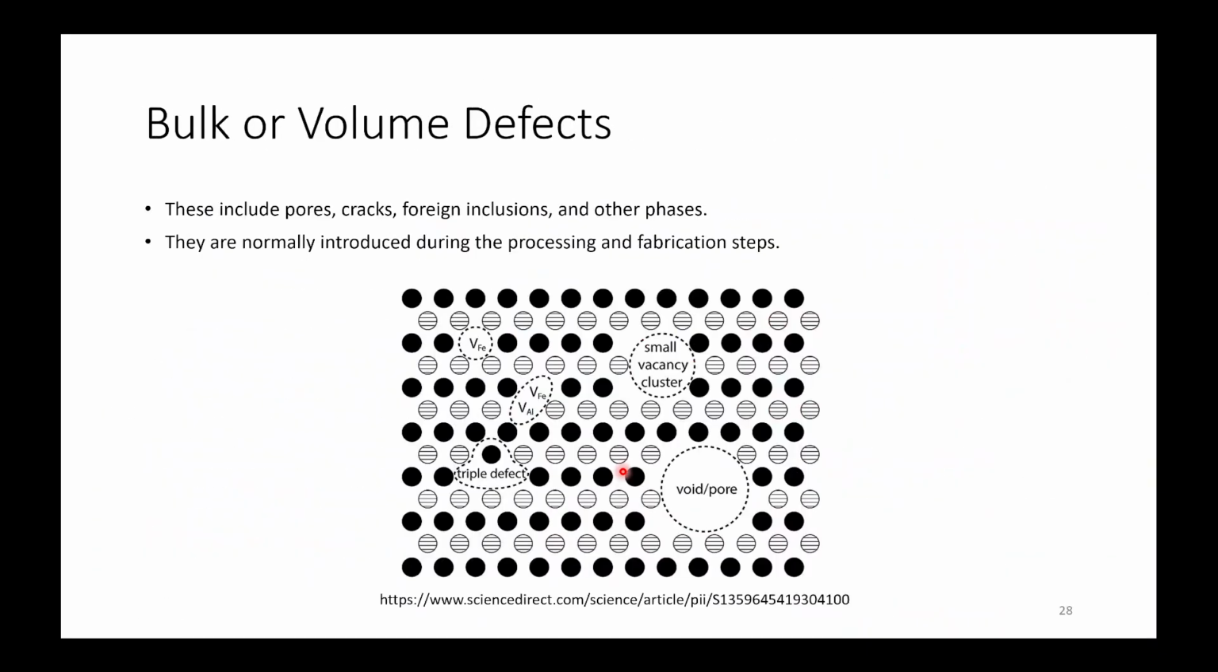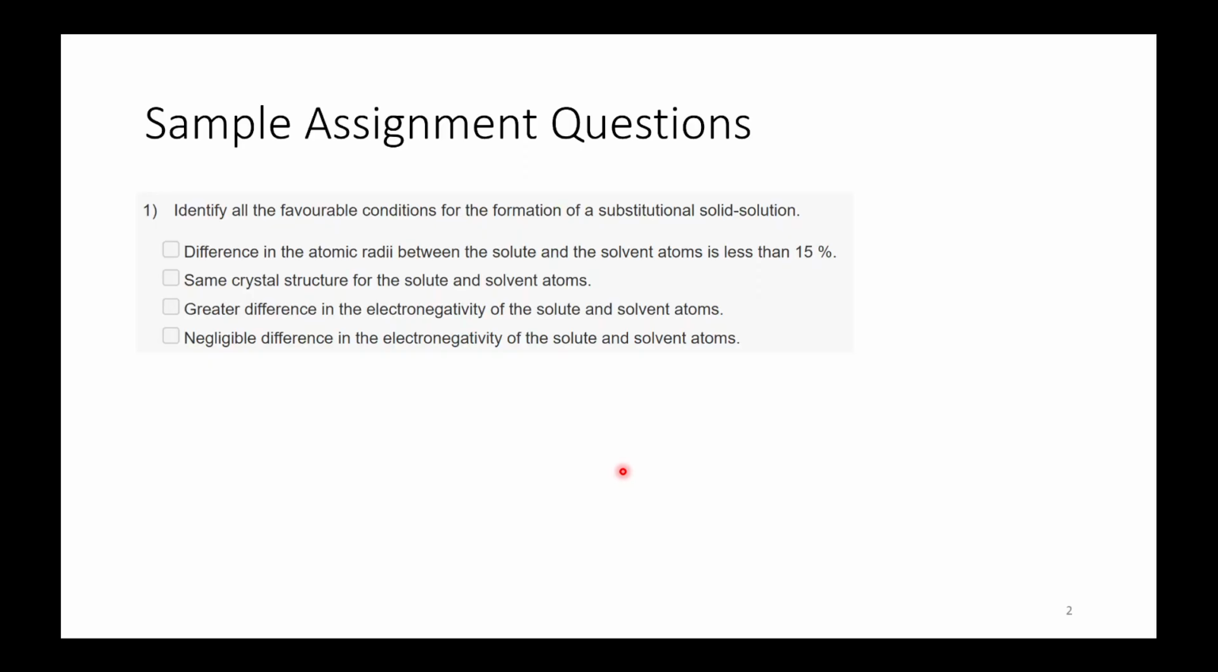Now I'll be repeating your questions once again because all of you joined late. For the first question, you have to identify all the favorable conditions for the formation of a substitutional solid solution. So these are your options: difference in atomic radii between solute and solvent atoms should be less than 15%, or same crystal structure for the solute and solvent atoms, or greater difference in the electronegativity, or negligible difference in electronegativity of solute and solvent atoms.